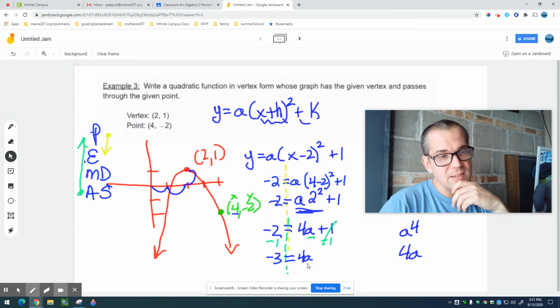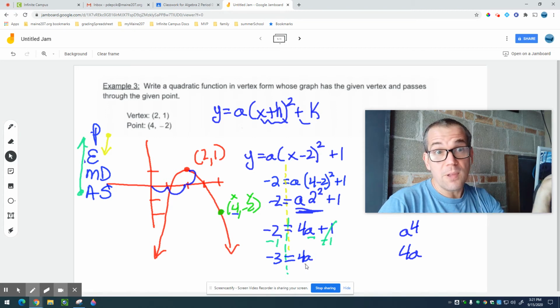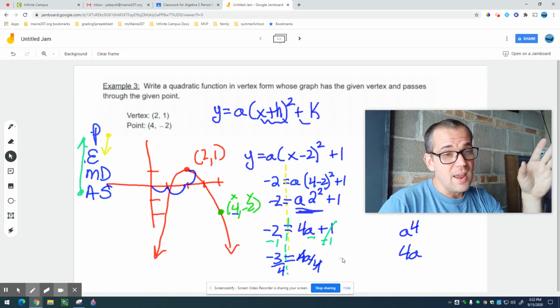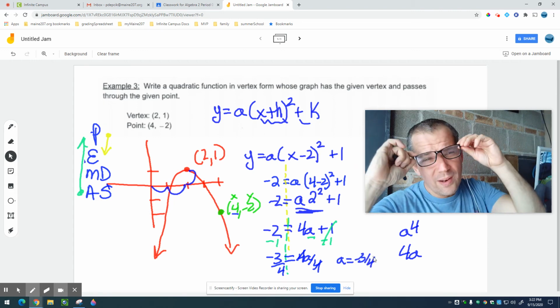And then I say to myself, is a by itself yet on this side of the equation? If I look at this side of the wall, is a alone? It is not alone. It's being multiplied by 4. So the opposite of multiplying by 4 is dividing by 4, and dividing by 4. Now the sad thing is this doesn't go in evenly, so I want to leave it just like that. Just leave it as a fraction. A equals negative 3/4.